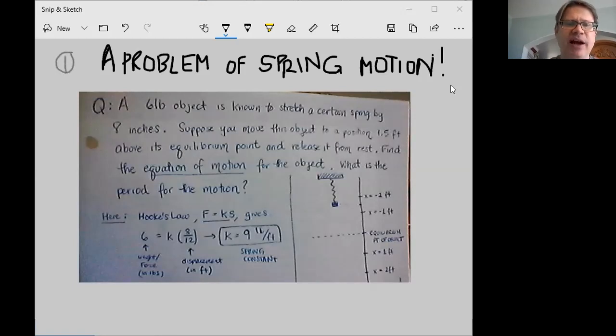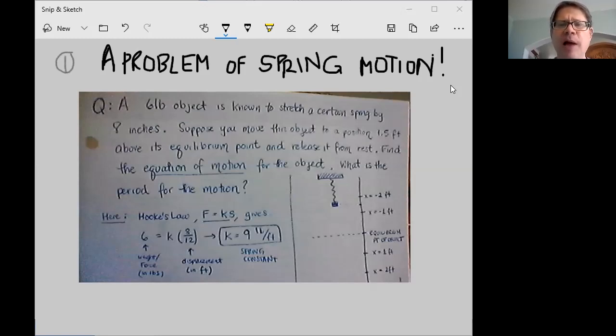But suppose we take that object and we move it up to a position that is 1.5 feet above its equilibrium point, and then we release it from rest. We want to know what the equation of motion for the object is going to be. In other words, we want to try to predict where it will be at various times t after we've done that, given what we know about the system. Then in the end, we're going to answer the question, what is the period for the motion, which will describe how long it takes for the object to complete one full cycle of its motion.